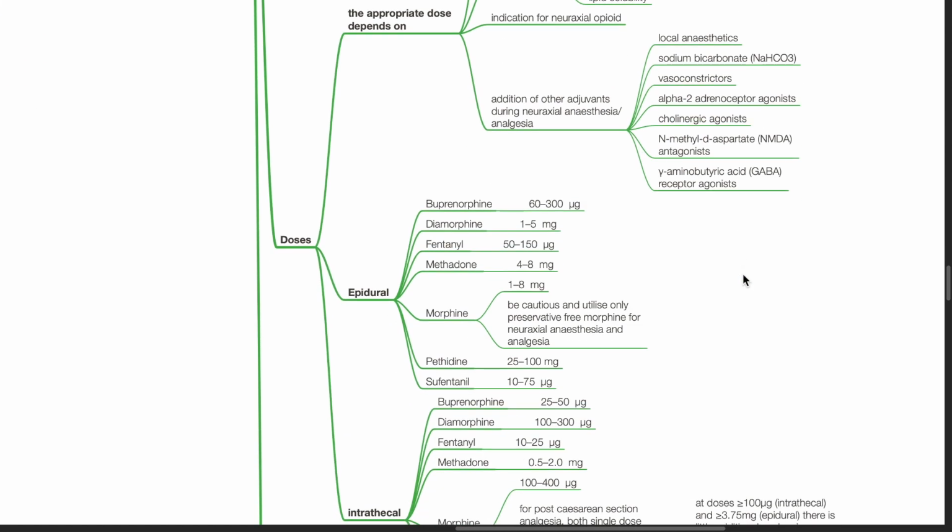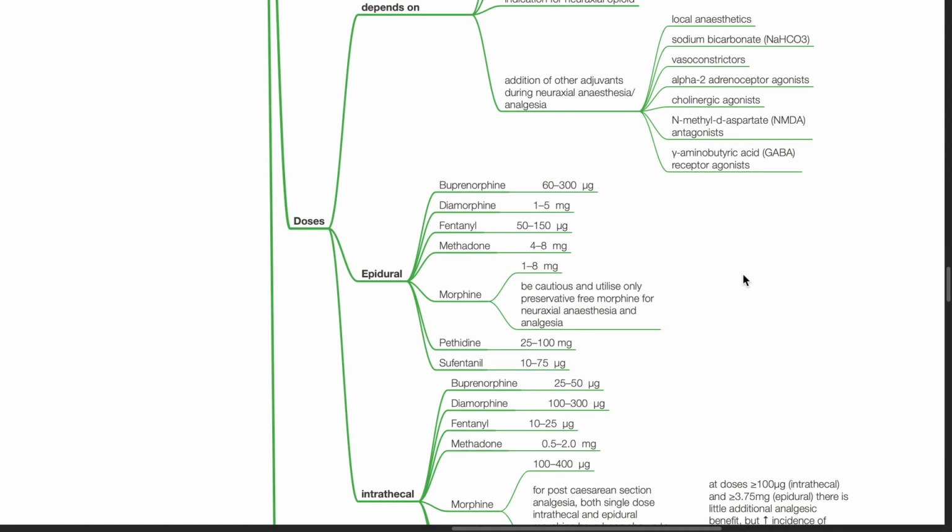For epidural buprenorphine, the dose is 60 to 300 mcg, epidural diamorphine 1 to 5 mg, epidural fentanyl 50 to 150 mcg, epidural methadone 4 to 8 mg, epidural morphine 1 to 8 mg. Be cautious and utilize only preservative-free morphine for neuraxial anesthesia or analgesia. Epidural petidine 25 to 100 mg, epidural sufentanil 10 to 75 mcg.